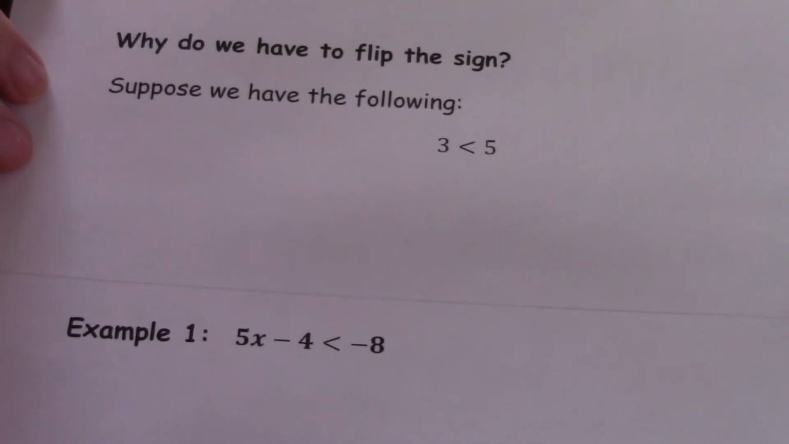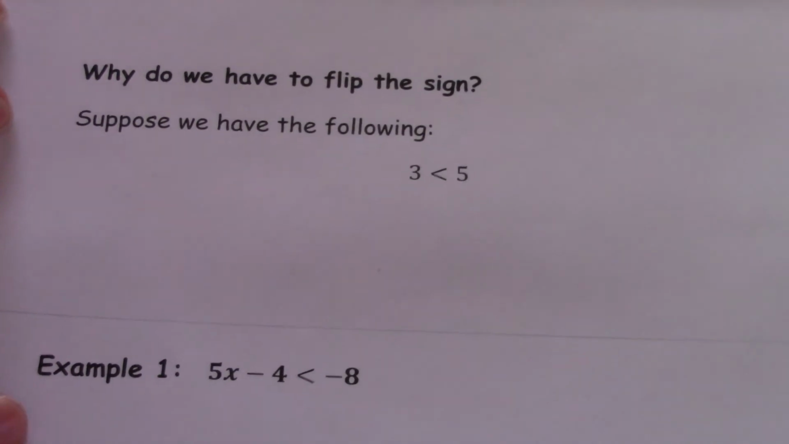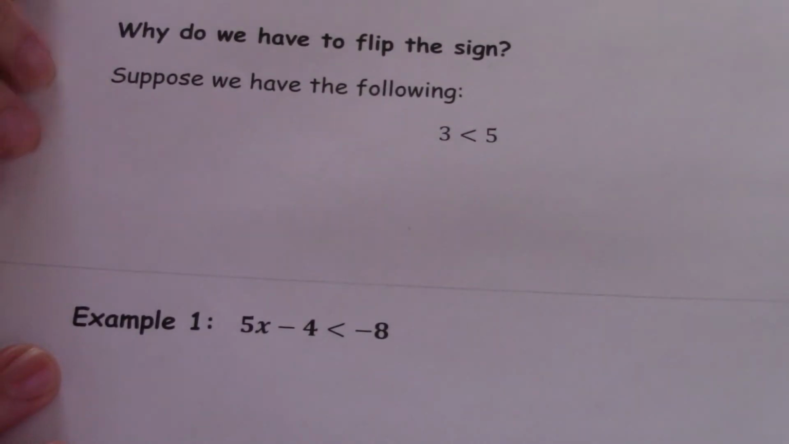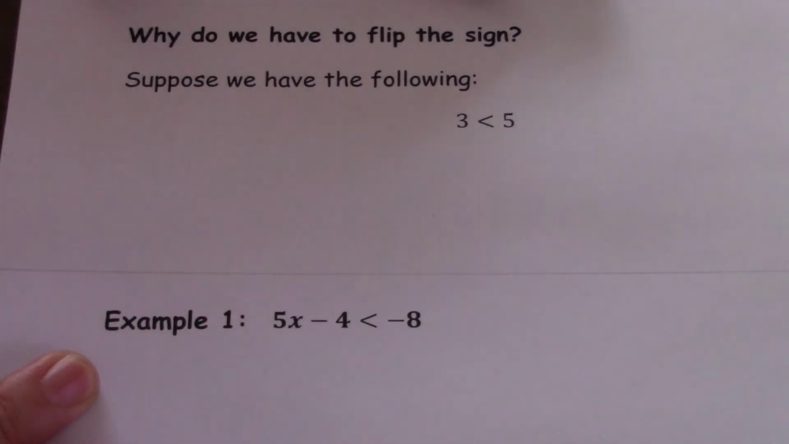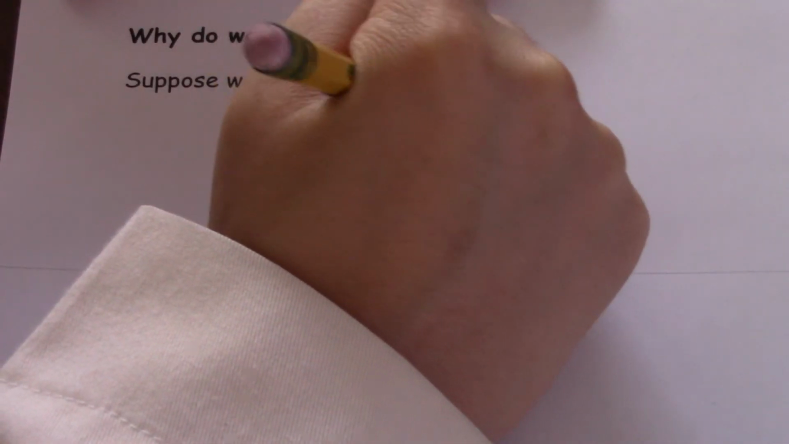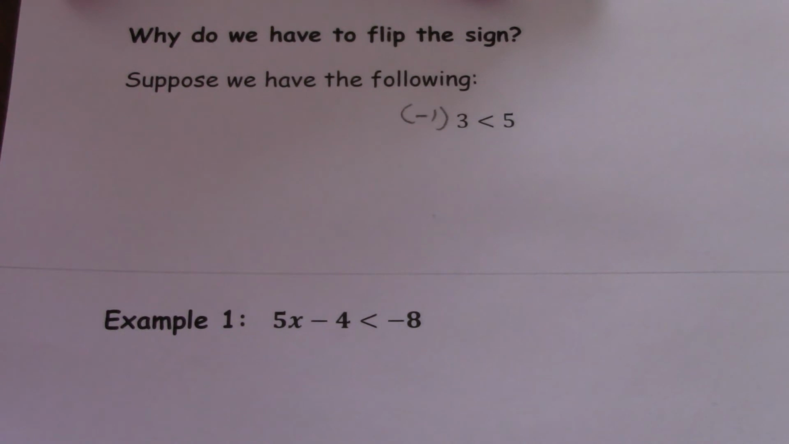So now you should be asking yourself, well, why do I have to flip the sign? Okay, well, that's great. I am about to tell you. So let's look over here at this scenario. Suppose you have 3 is less than 5, okay? Now, whatever I do to one side of the inequality, I have to also do to the other side of the inequality. So let's say that I'm going to multiply this side of the inequality by -1. I'm also going to have to multiply the other side of the inequality by -1.